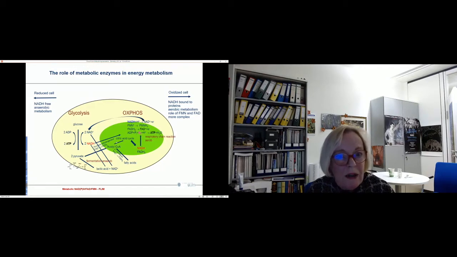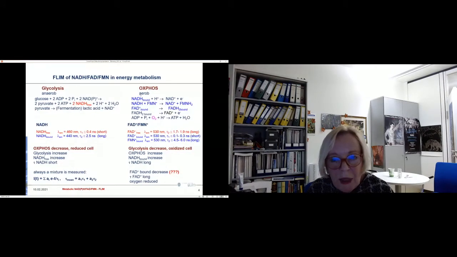it always switches. During glycolysis, NADH is free. It possesses a short fluorescence lifetime around 400 picoseconds. During oxidative phosphorylation, NADH is bound to proteins and possesses a long fluorescence lifetime around 2.5 nanoseconds. Because we always observe a mixture in our cells, after measuring the fluorescence decay, the intensity decay, we are always doing a bi-exponential fitting procedure to get the short lifetime component and the long lifetime component together with the exponential cofactors, the amplitudes. And from this we can calculate the mean lifetime.